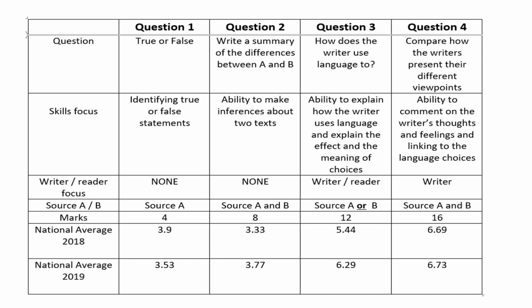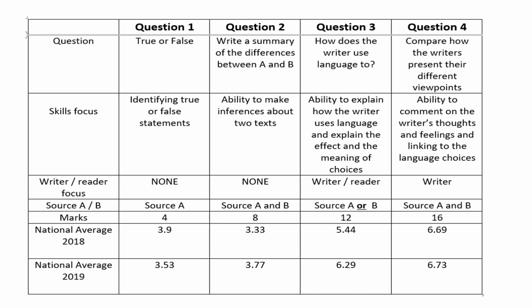We've put down the skills. You can see also the writer and the reader focus. So you can see question 1, you don't talk about the reader and writer. That's a true and false question. Question 2 is your summary. And surprisingly, you are not to talk about the reader or writer for that one. Question 3, you do have to talk about the reader and writer. And question 4, it is about the writer.